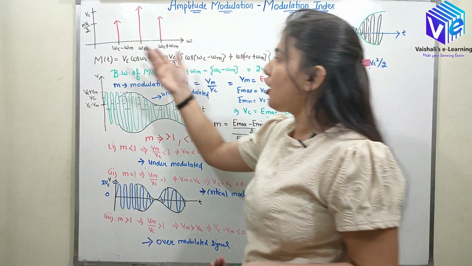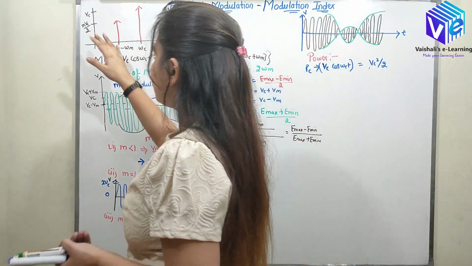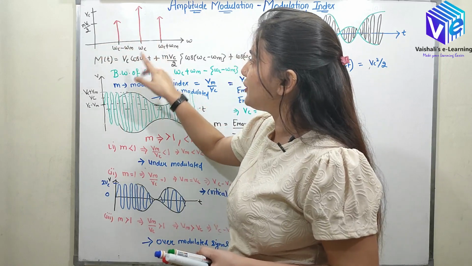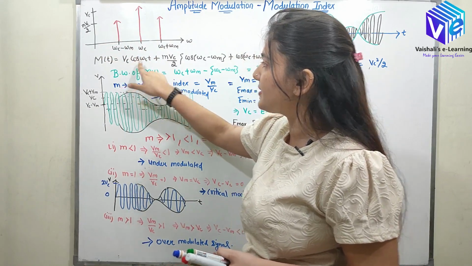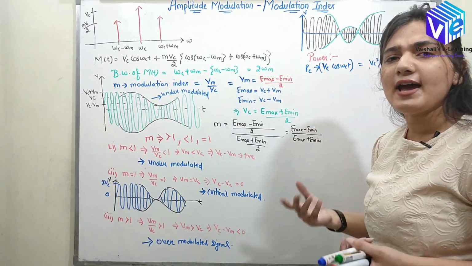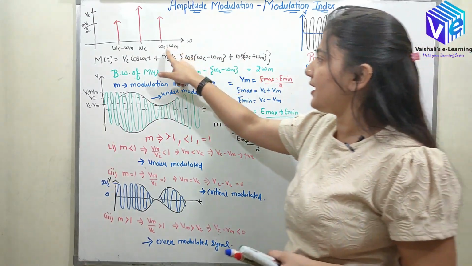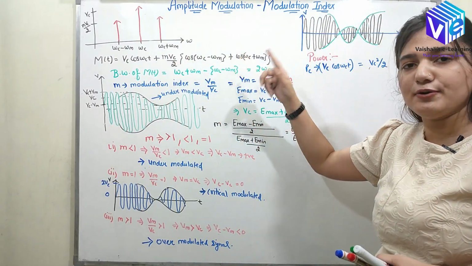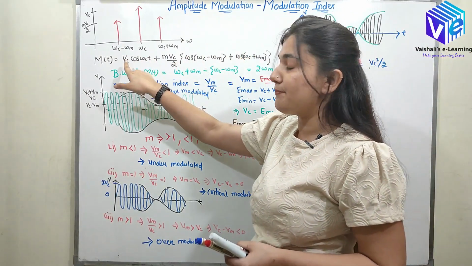Now if I talk about the modulated signal, the modulated signal would have 3 amplitudes. Here I have the carrier signal plus the first side lobe plus the second side lobe. So here I have 3 signals. Here the amplitude is mVc by 2. Here also I have amplitude mVc by 2. And here the amplitude is Vc.